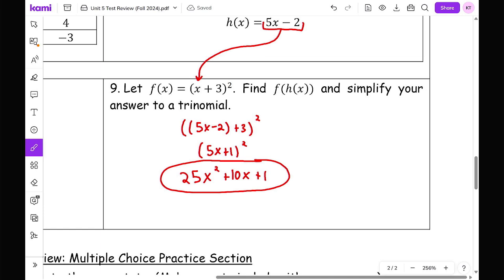All right, and that is how we would do all the questions on section 1 of the test review.